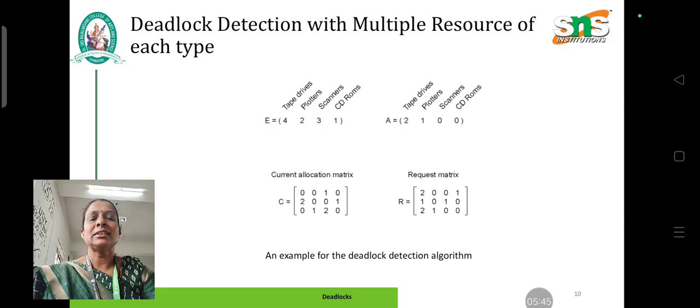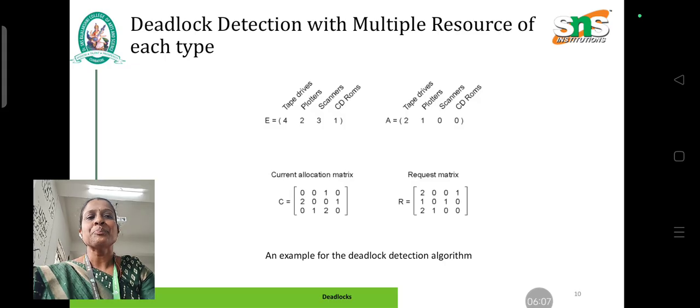So next we will discuss deadlock detection with multiple resources of each type. Here we have E and A. E is the existing resource vector and A is the available resource vector. In total there are 4 tape drives in existence, 2 plotters, 3 scanners and 1 CD-ROM. This indicates the types of resources that exist in the system.